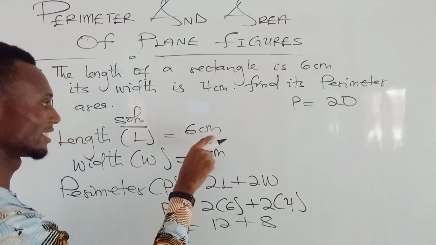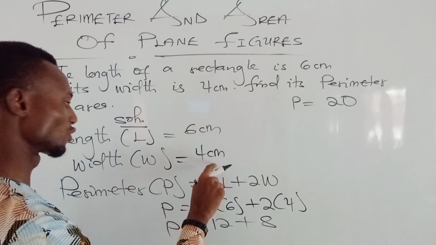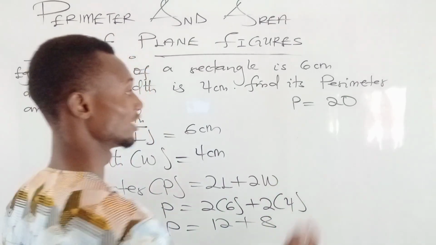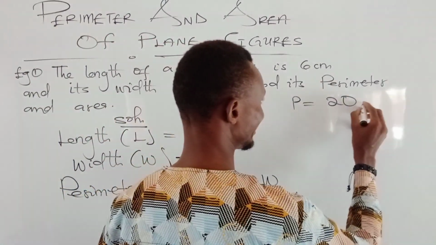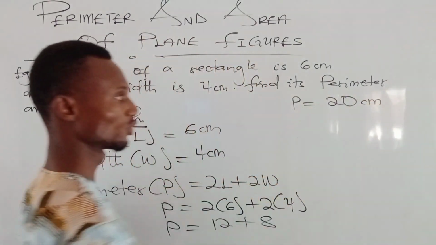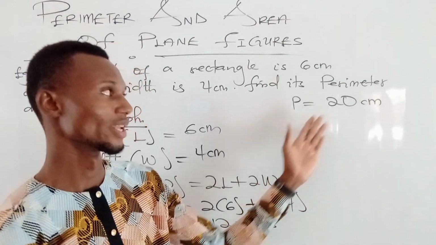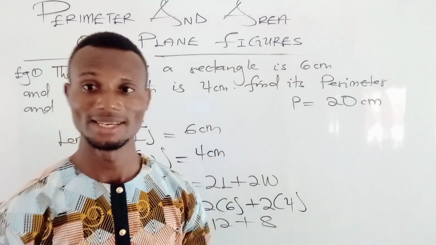Because the length is given in centimeter, the width is also given in centimeter. So the unit we are dealing with is centimeter. So our P will be equal to 20 centimeter. Okay, so that is the perimeter. So you can conclude that therefore the perimeter is 20 centimeter.